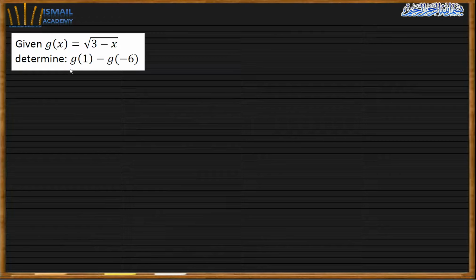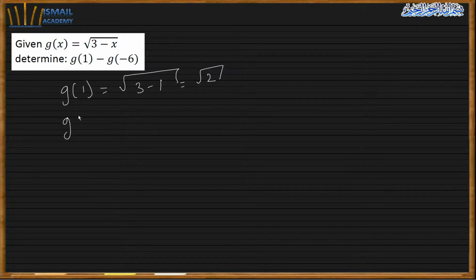Here they ask me to find out g of 1 and g of minus x. So what I do, I find g of 1 by itself. So it's going to be square root of 3. So I just do it right away. Alright, so it's going to be square root of 3 minus 1, which is square root of 2.